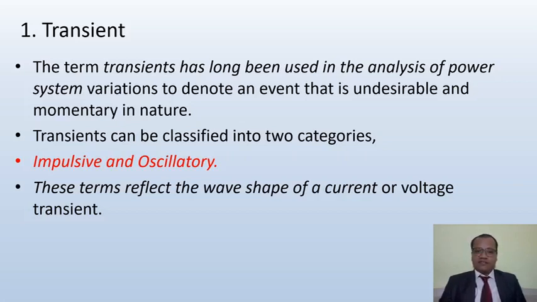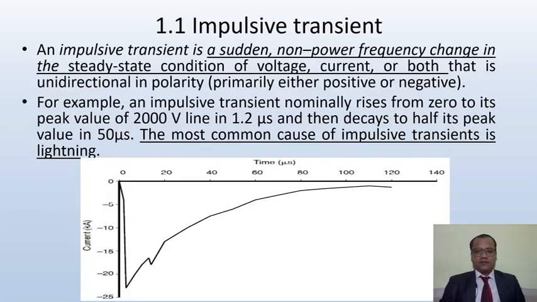Now these transients are divided into two categories, impulsive transient and oscillatory transient. The name itself indicates what impulsive and oscillatory mean, because in science and technology, whatever names are given to a particular thing have some meaning. So let's understand what exactly impulsive and oscillatory transients are. An impulsive transient is a sudden non-power frequency change in the steady state condition of voltage or current or both, that is unidirectional in polarity.